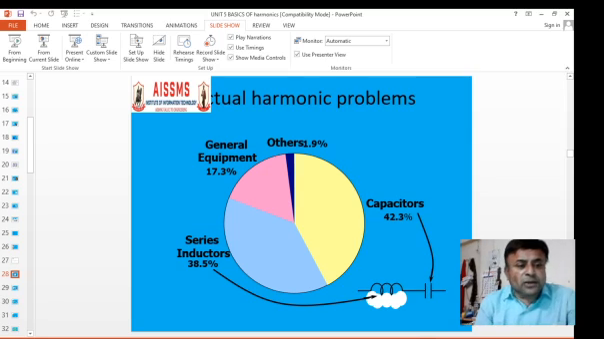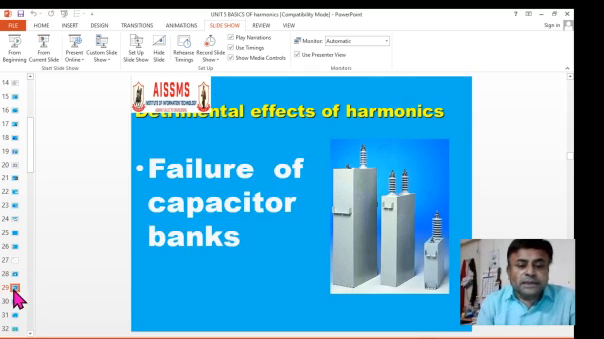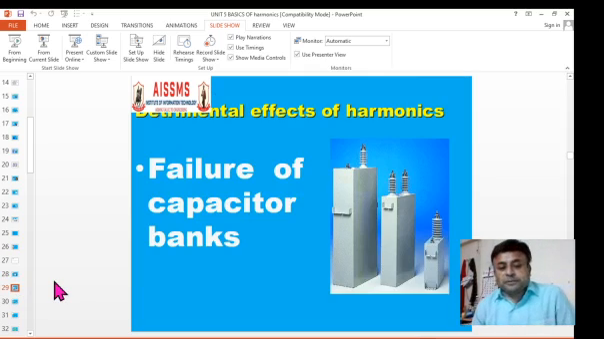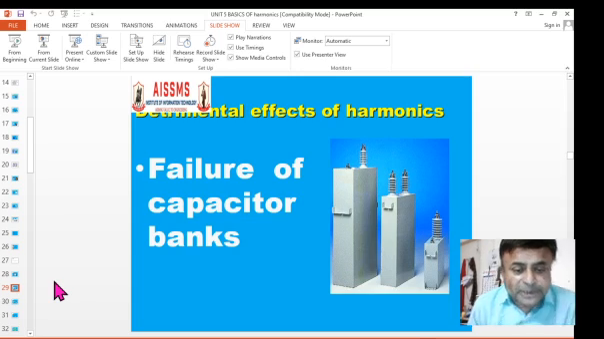This indicates that harmonics are causing a lot of problems to all types of equipment, like substation equipment and improvement equipment. We have seen that failure of capacitor banks takes place because capacitors provide low impedance to harmonic currents.